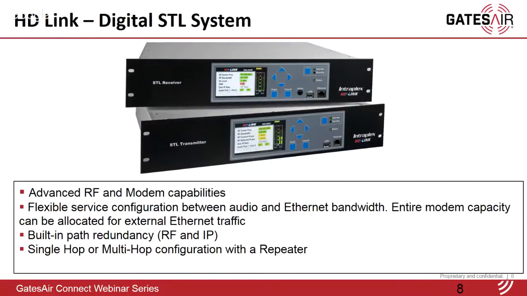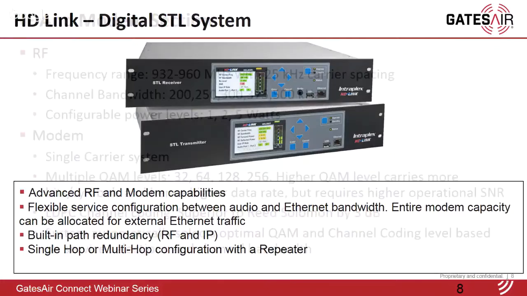So HD Link is a digital STL system with the following key capabilities, and we'll look at this in more detail as we go on. It has advanced RF and modem capabilities, flexible services that can be configured from encoding format of the audio cards to using the system as Ethernet radio, where all the RF capacity is allocated for Ethernet services, typically used in conjunction with IP Link codecs to transport audio or FM MPX signals. It has a transport redundancy with both RF and IP path, and the system can be configured as a single hop or a multi-hop using a repeater configuration.